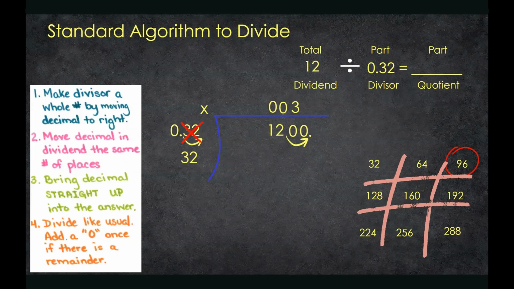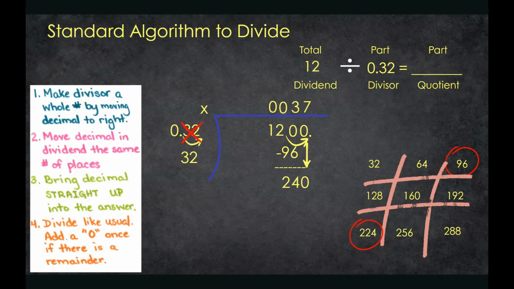32 times 3 is 96. So I'm going to subtract that. If I do a little bit of regrouping, I have a 2 in the tens place. I'm going to bring down my 0. So now I have 240. How many groups of 32 go into 240? So I look at my hashtag, and the closest I can get is 224. That is going to be 7 groups.